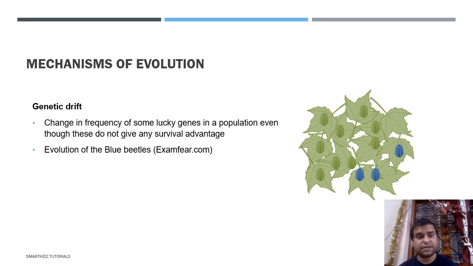So genetic drift refers to changes in the frequency of some lucky genes in a population, even though they do not give any survival advantage.